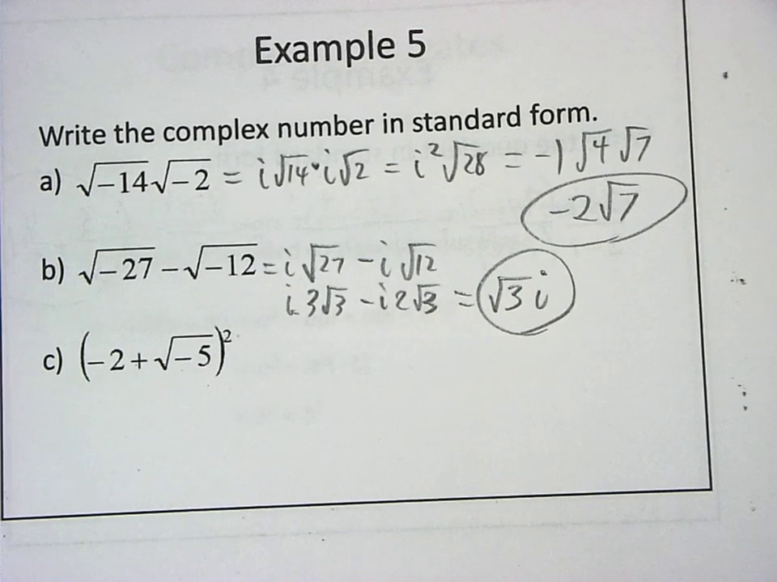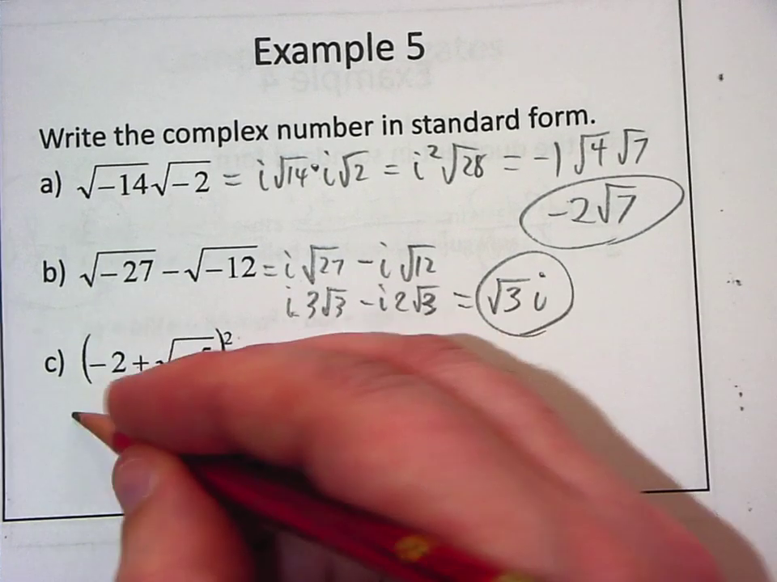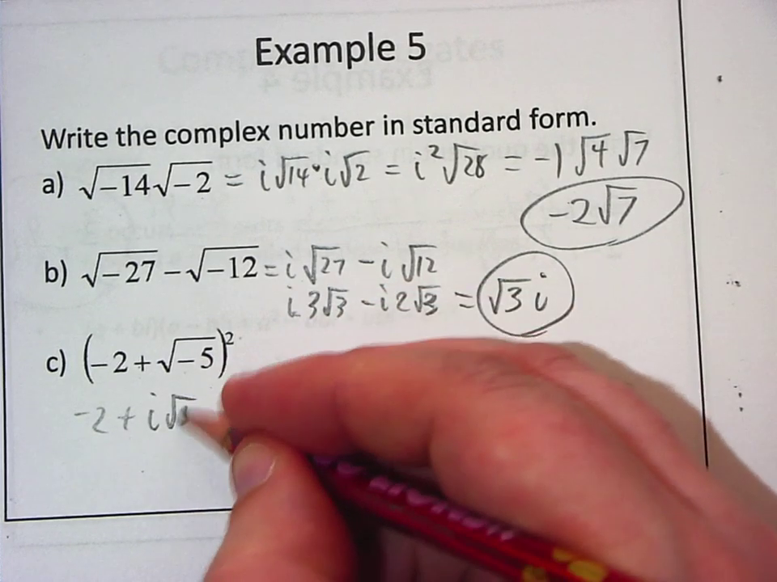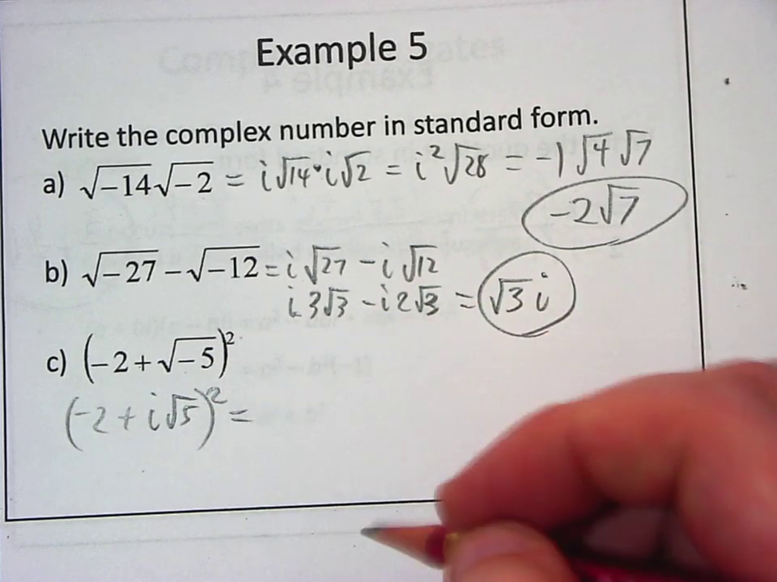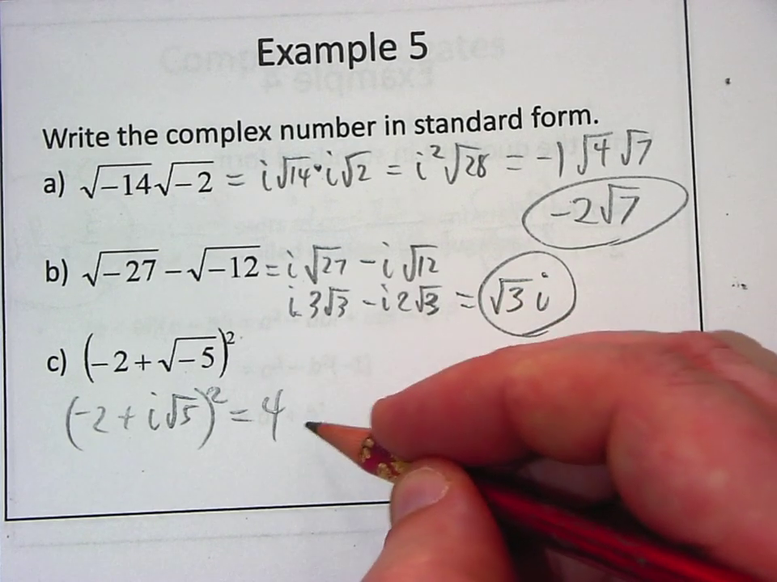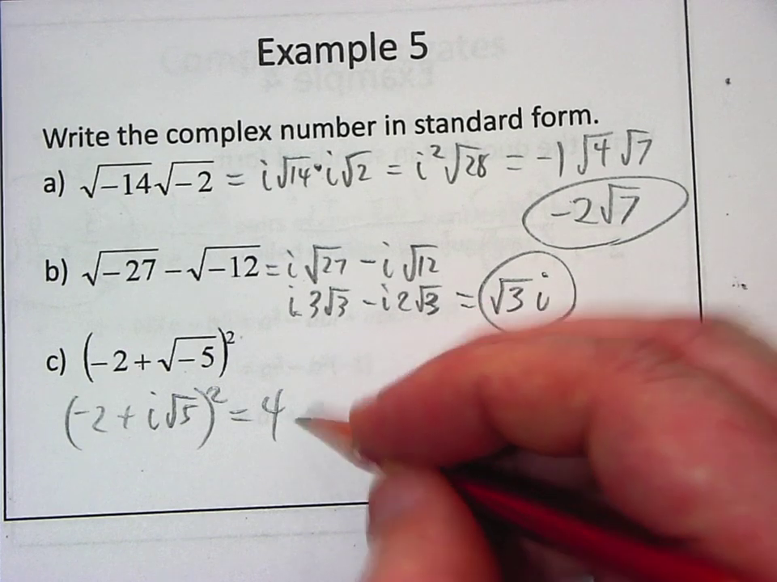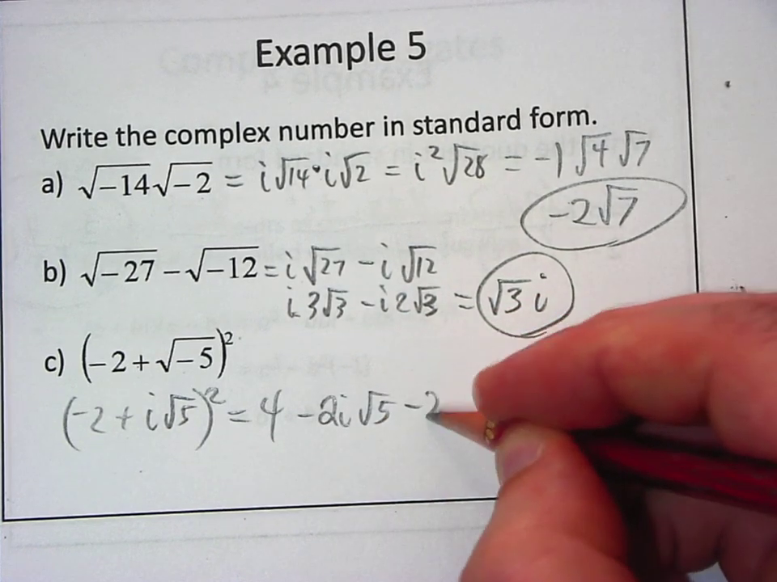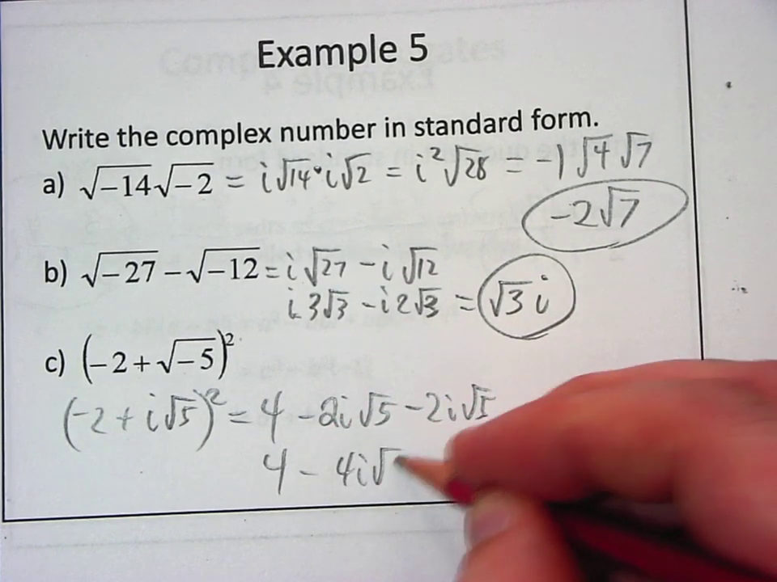Okay, lastly, before I even bother squaring this, I want to just get the negative out of the way now. So I still have negative 2 plus, but what's this going to turn into? Yeah, i root 5. So then when I square it, what do I get? 4. This looks a little strange, but you're going to get negative 2i root 5 minus another 2i root 5. Yes, that'll give you the 4. So 4 minus 4i root 5.